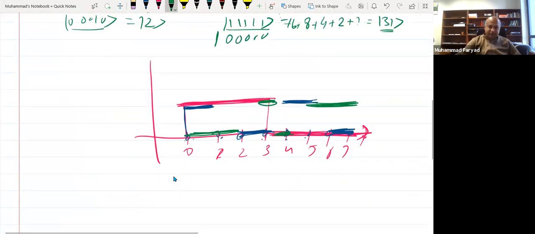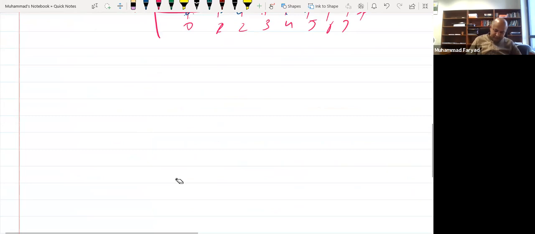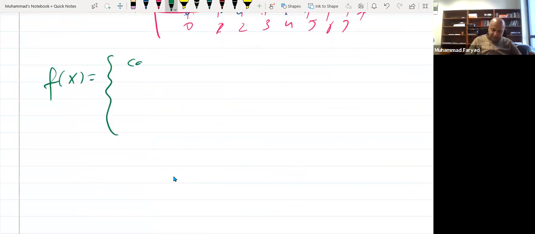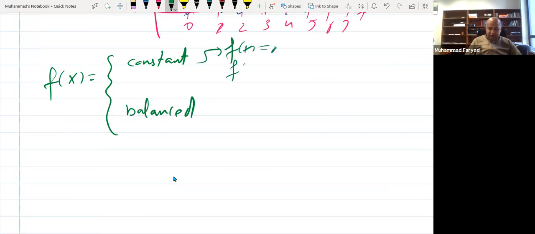So it means that my f of x is of two types. That f of x is either a constant function or it is a balanced function. Constant means that f of x is either 0 or f of x is 1. And balanced means that f of x is 0 for half and 1 for the other half of the inputs. And the problem is now, Deutsch's problem is this.